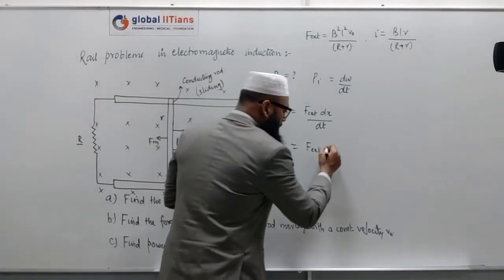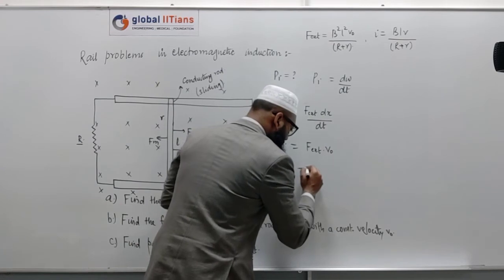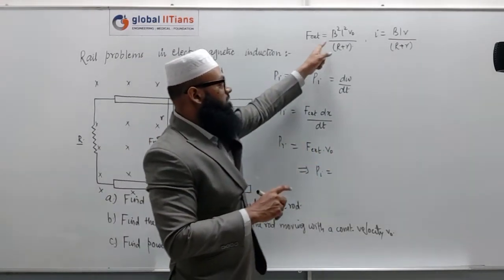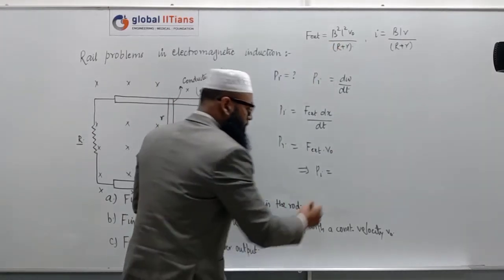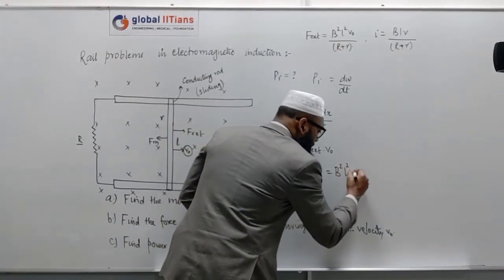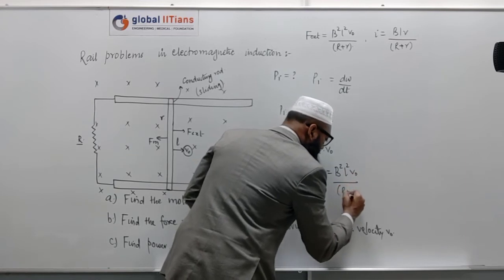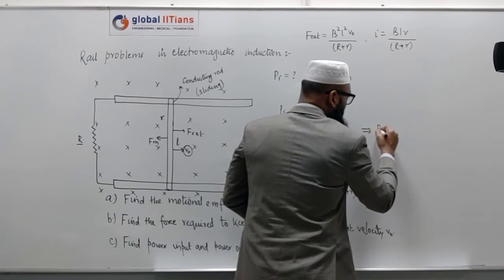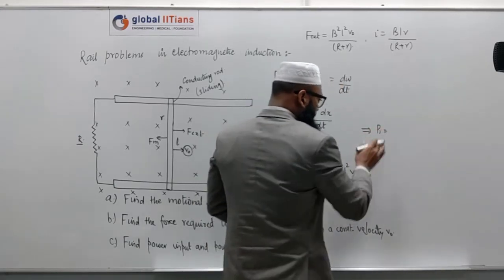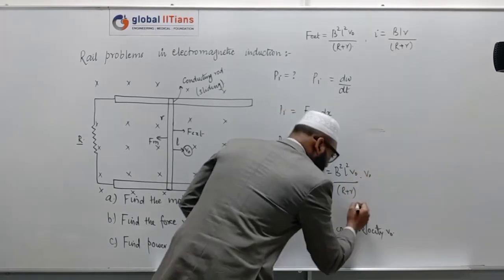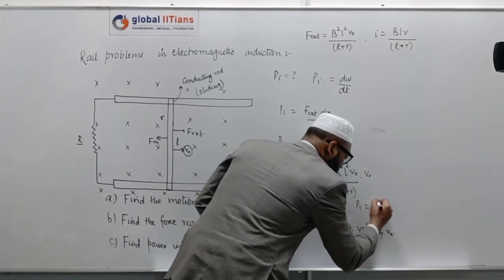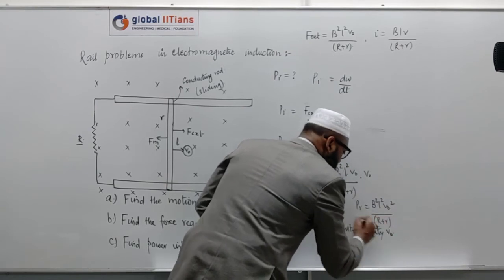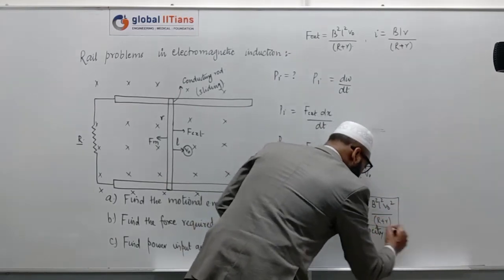Okay. So the rate at which it is moving is already given as v naught. So in place of dx over dt we can write v naught, or power input is equal to F external times v naught. F external we have B square L square v naught upon R plus R, into v naught. Okay. So power input from here can be written as power input is equal to B square L square v naught square upon R plus R. That is the value of power input.